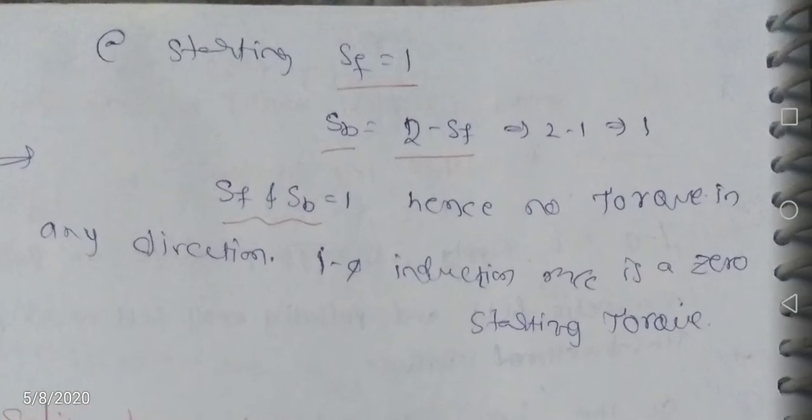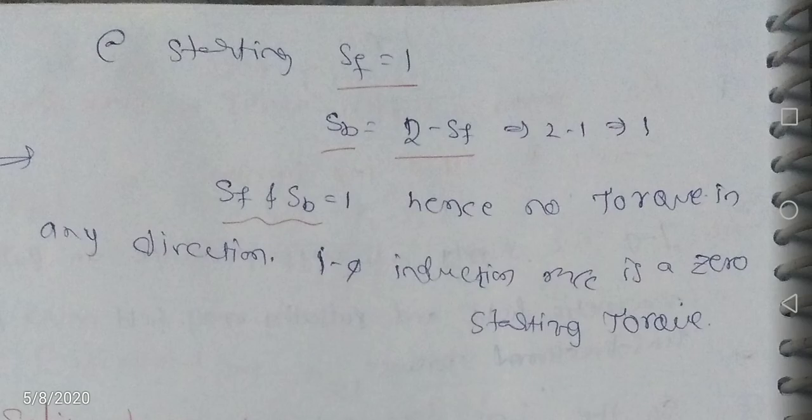So at starting, the forward slip is equal to 1. So SB equals 2 minus SF. Substituting SF equal to 1, 2 minus 1 equals 1. So the forward slip and backward slip are both equal to 1. Hence there is no torque in any direction.